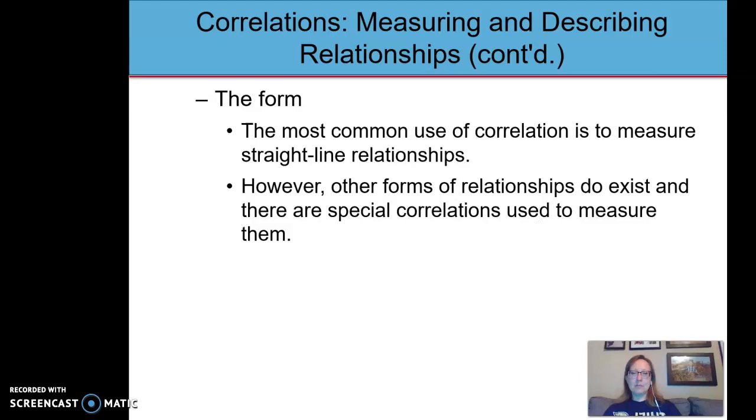So again, the most common relationships that we're looking at with correlations is called a linear relationship. We want to see if things are moving in the same direction overall. There are other variations of correlations that we'll talk about in our next segment, but mostly we're going to be looking at these linear relationships for what we're learning in our class.